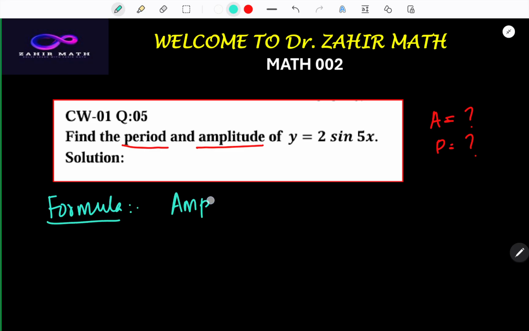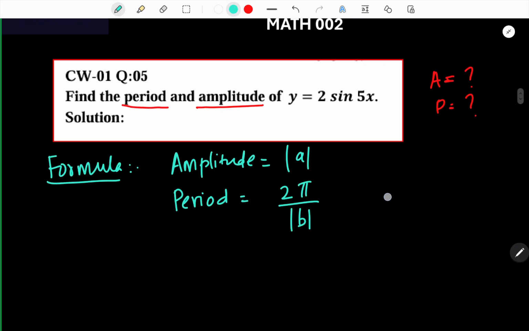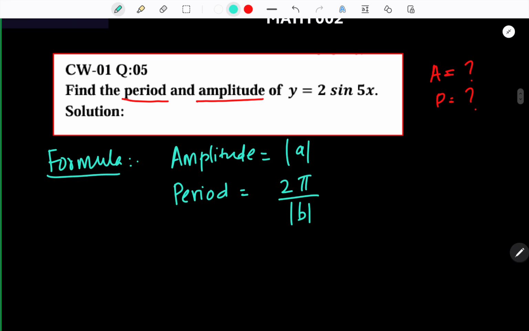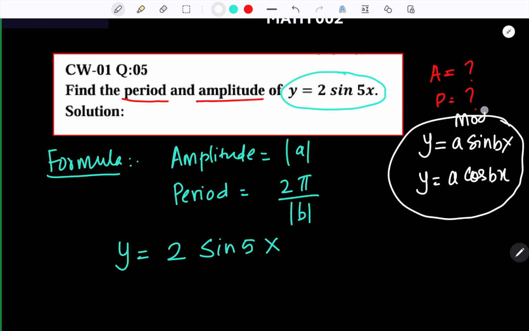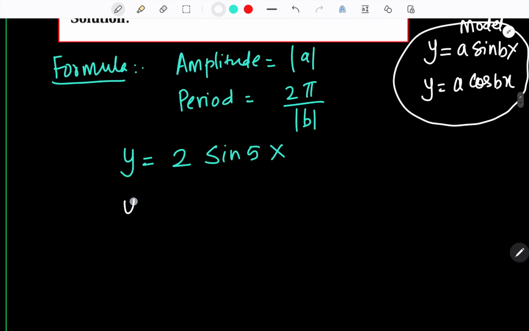For amplitude, the formula, as we just studied, is absolute value of A. And the formula for period is 2 pi divided by absolute value of B. Now, what is the curve given? The curve given is y is equal to 2 sine 5x. I asked you to remember the model: y equals a sine bx, y equals a cosine bx. This is the sine curve, so I write a sine bx.